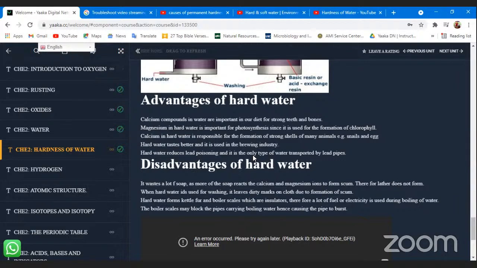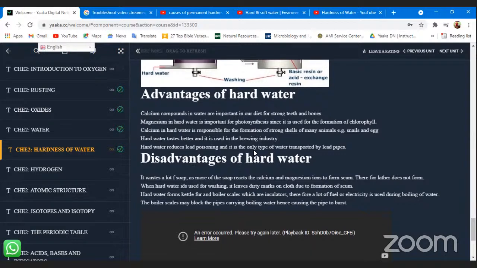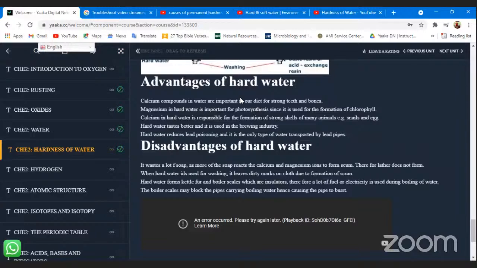Hard water tastes better and it is used in the brewing industry. Hard water reduces lead poisoning and it is the only type of water transported by lead pipes. Okay, so those are the advantages of hard water.